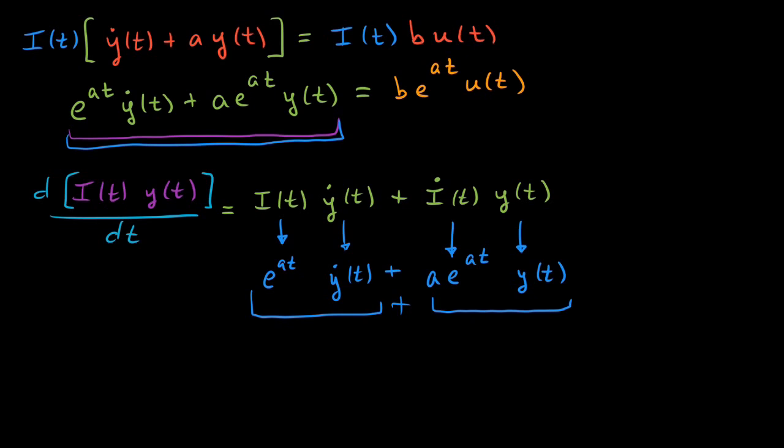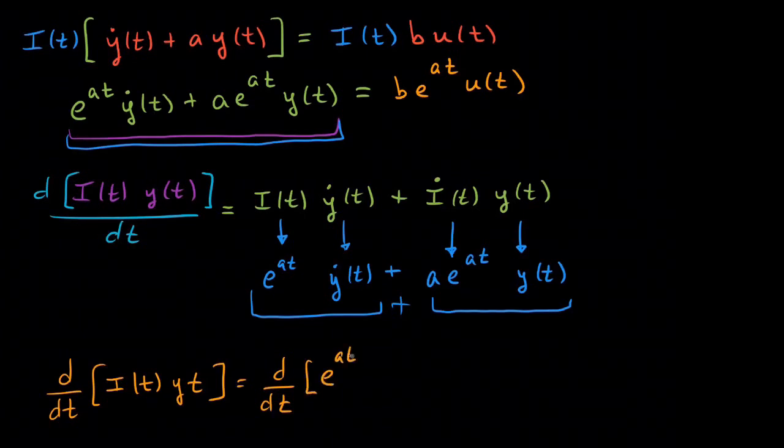What I have here, by doing what I did, is I have the derivative with respect to time, I'll just write it this way, of I of t times y of t equals the derivative, and I'm going to plug in the values for a particular example because that's what I need to do on the right hand side. So that's going to be the derivative with respect to time of e to the at y of t, and that's going to equal b e to the at times u of t.